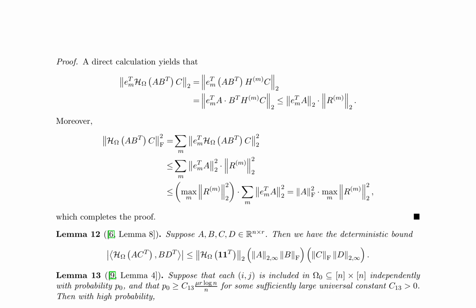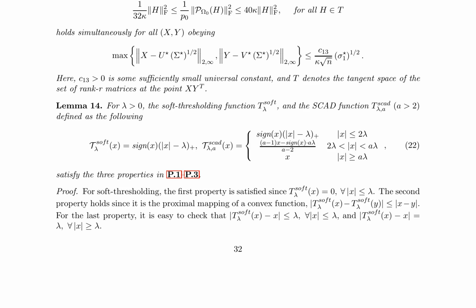Finally, lemma 14 introduces the soft thresholding function and the SCAD function, which are used to establish three properties, P1 to P3, essential for the analysis of matrix functions. Key equations, such as the bound on the spectral norm of a matrix H omega, Z, and the bound on the inner product of two matrix functions, are presented. The results provide a solid theoretical foundation for understanding the behavior of matrix functions and their properties, establishing bounds on the norms and inner products of these functions.